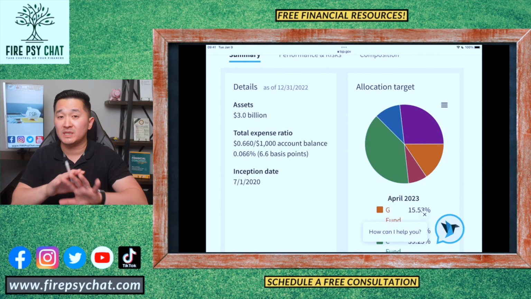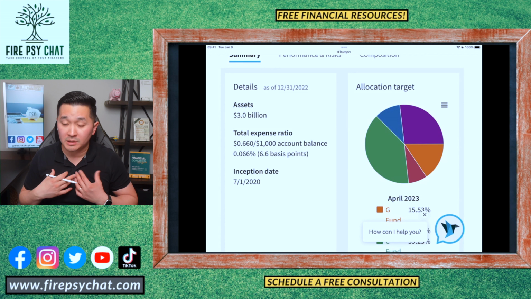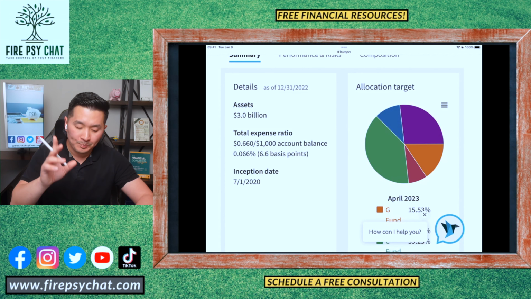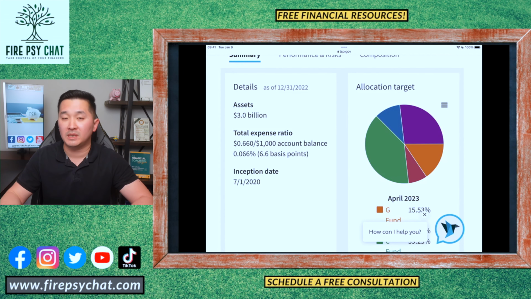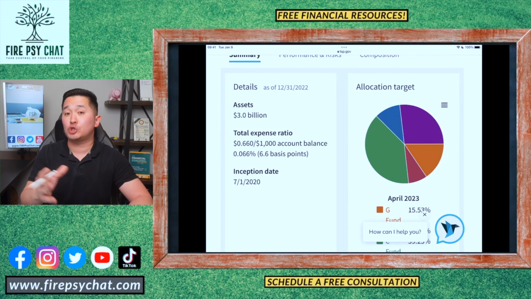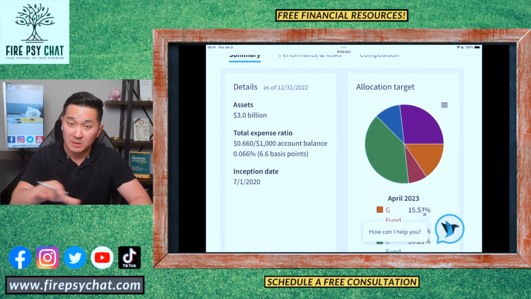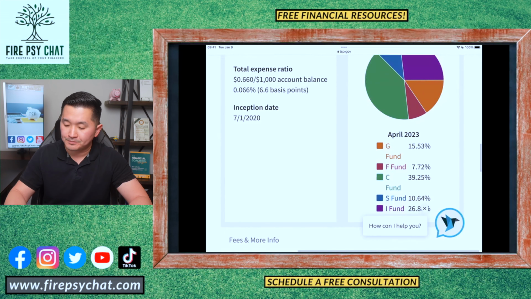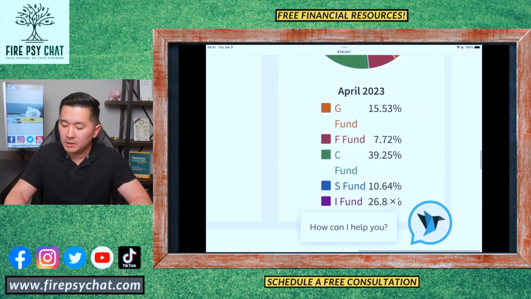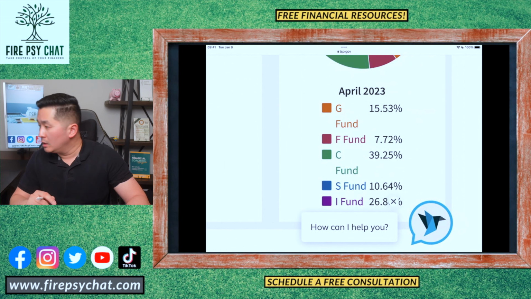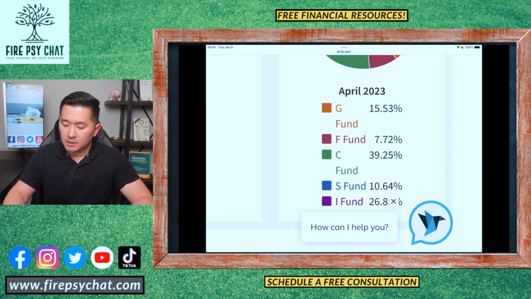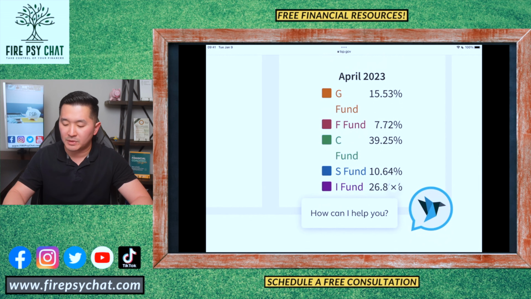So it's not always a good thing, in my opinion, to have a life cycle fund. The 2045 life cycle fund is the right choice if you're going to turn 59 and a half between the years 2043 and 2047. The allocation in this portfolio right now is 15% G fund, 7% F fund, 39% C fund, 10% S fund, and almost 27% I fund.